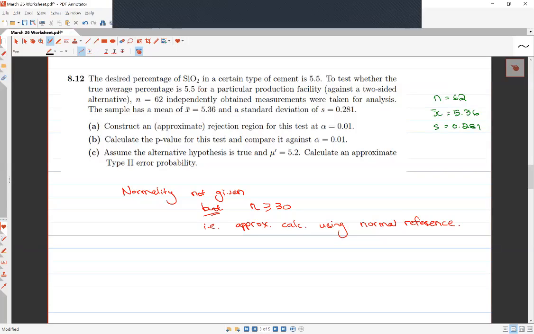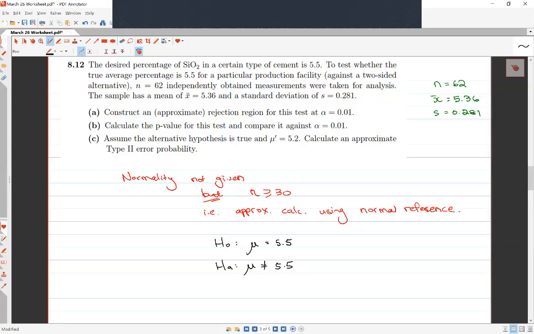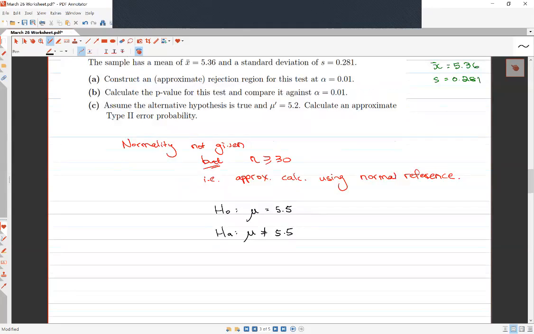But that being said, let's look at the different parts of this problem. So even though it's not asked, I am going to state here the null and the alternative hypothesis. Our null hypothesis is that at this facility, we still have 5.5% levels of the compound in the cement being manufactured. And our alternative is that the value is different from 5.5%. Right. The reason the null and the alternative hypotheses are important is they determine both how you calculate your rejection region and how you calculate your p-value.